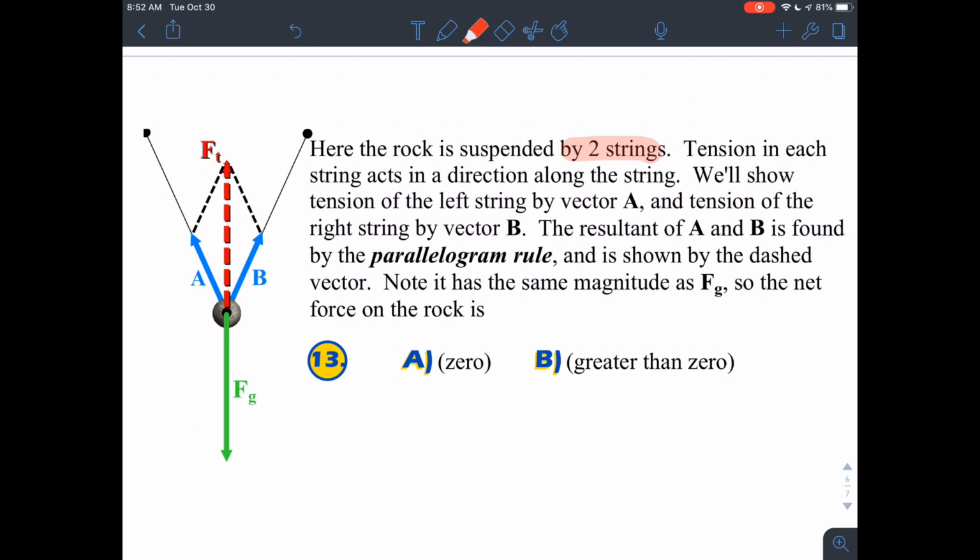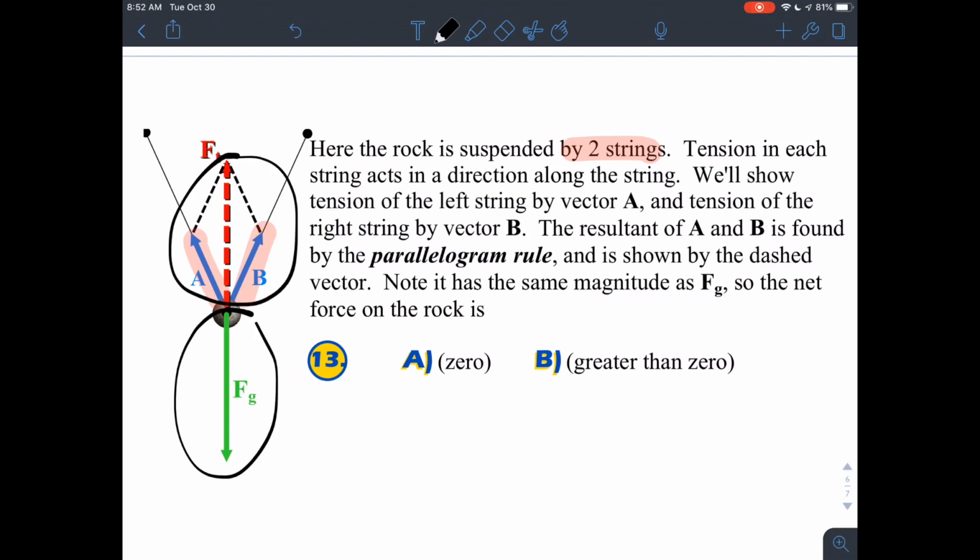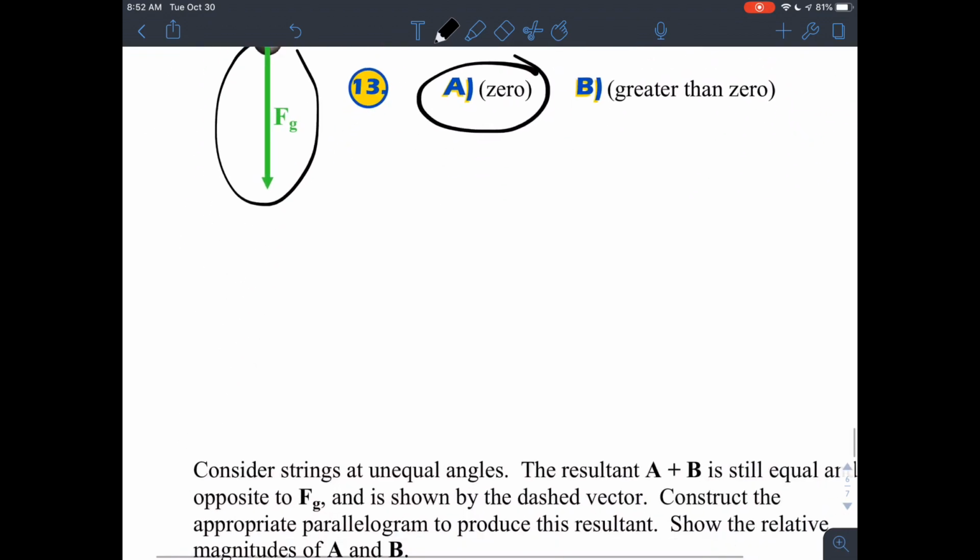So the net force on the rock is what? Again, they're telling us that basically A plus B equals Ft. So this should look a lot like your table lab, your knot lab, where the knot was not moving, right? We have one vector here, Fg, that cancels with the sum of A and B. So again, in this case, our net force is still going to be 0, because everything cancels out.